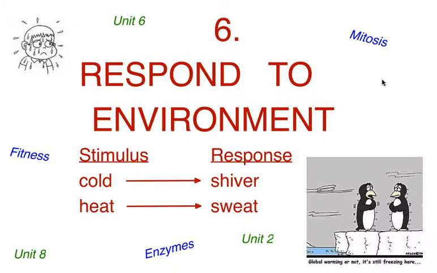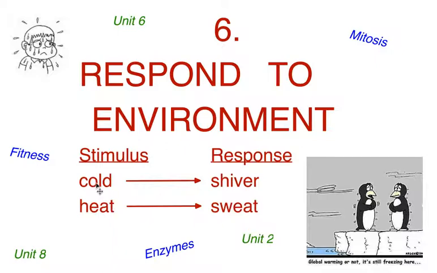The sixth characteristic of life is responding to the environment. Living things need to be able to recognize changes that occur in their environment. A change is called a stimulus, and then they need to be able to respond to that change so that their body stays the same.